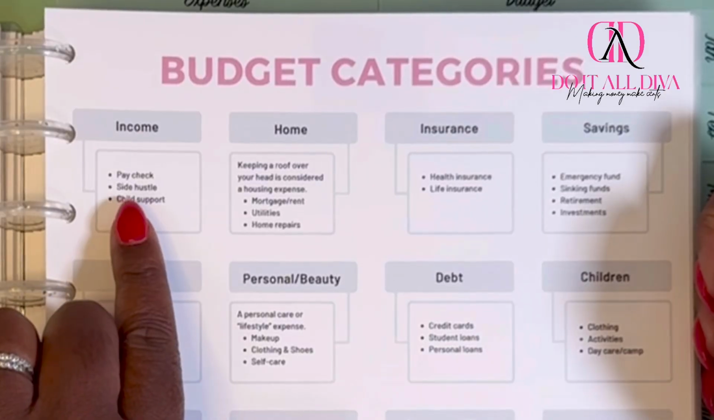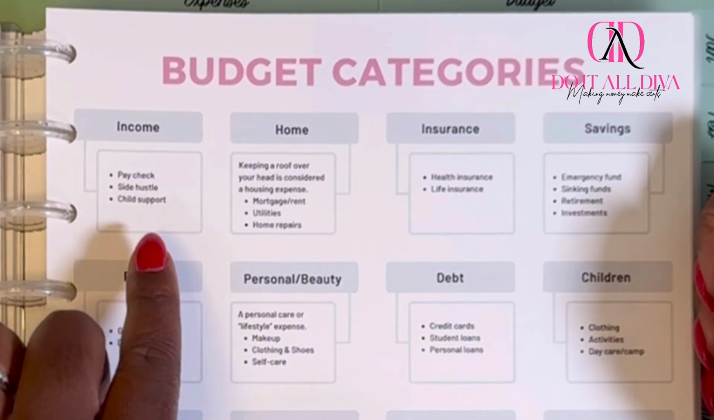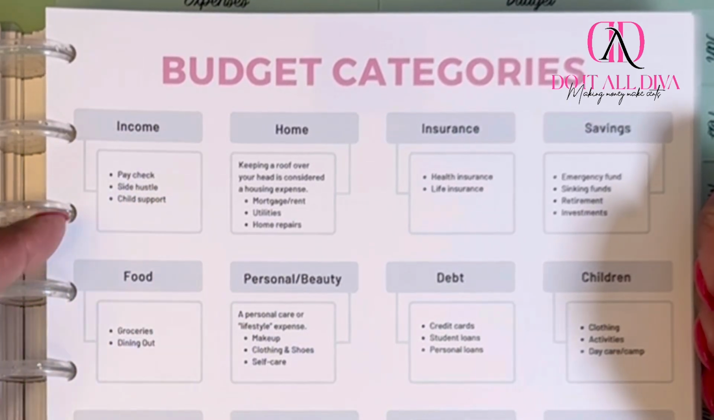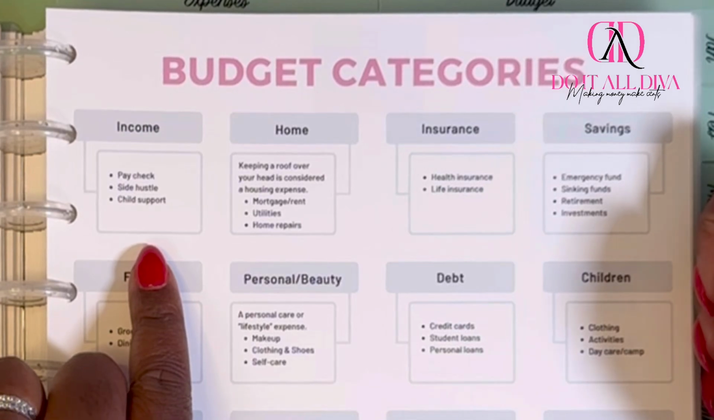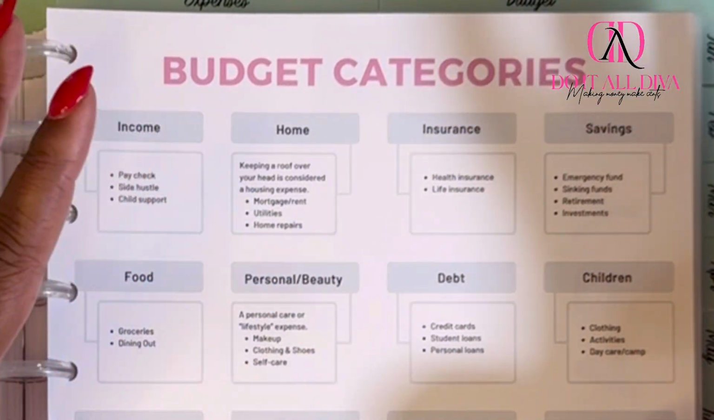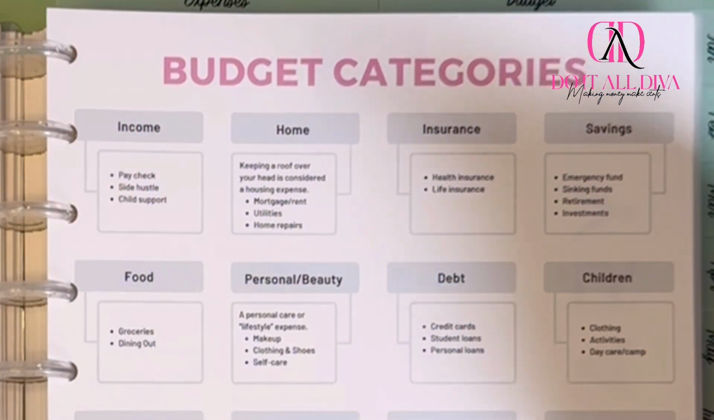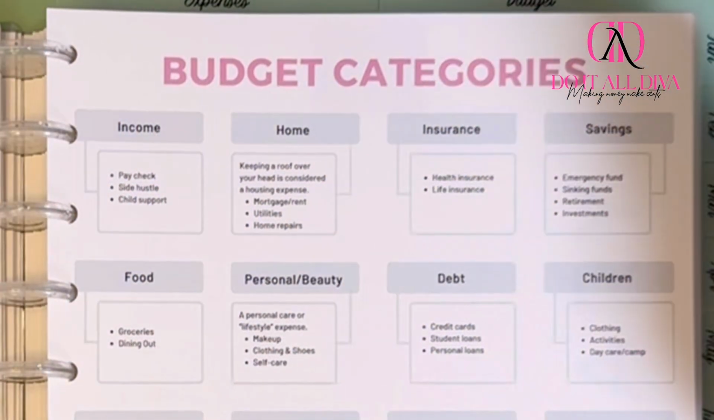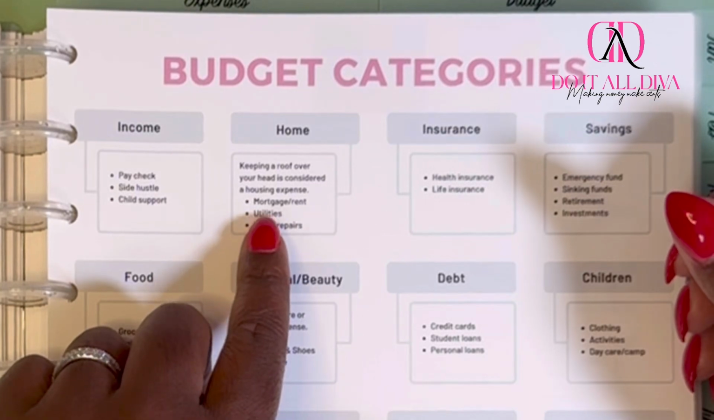So under income, we have paycheck, side hustle, child support, any kind of income you're bringing in. This could be alimony, any kind of income you have coming in. Home, I like to know how much my home costs me to run. If someone said, I'm going to come pay your bills for a month, do you know what your bills are? Right? So a category like this will help you get that.